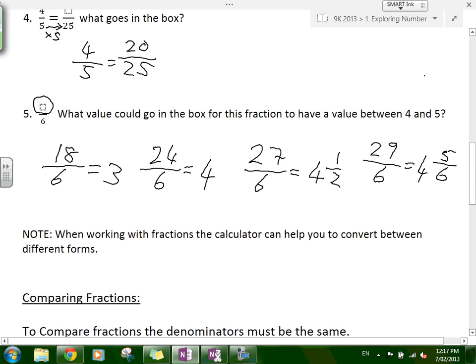Okay, so put a next heading, comparing fractions. And to compare fractions, the denominators have to be the same. That's why equivalent fractions are important, because to compare fractions, you have to be able to put them with the same denominator. It has to be out of the same. Otherwise it's impossible to compare.